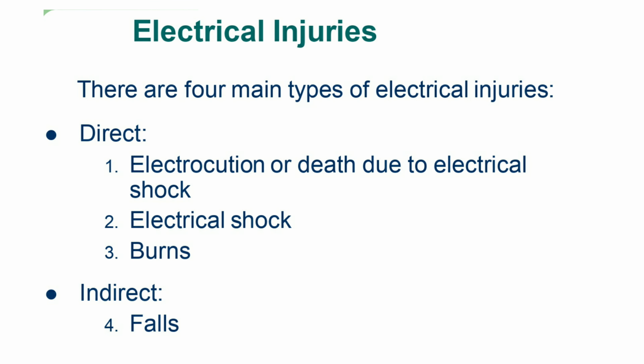Electrical injuries. There are 4 main types of electrical injuries. Direct: 1. Electrocution, or death due to electrical shock. 2. Electrical shock. 3. Burns. Indirect: 4. Falls.